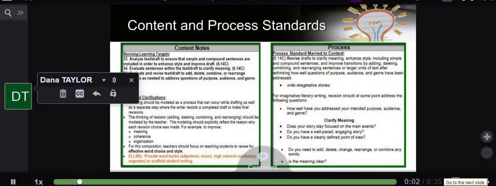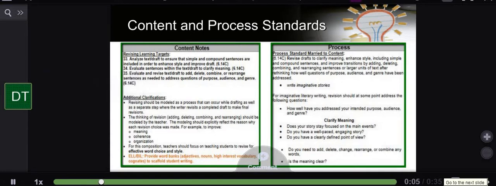Embedded in the IFDs are the content notes and the process standards. The content notes are TEKS broken into a scaffolded progression of learning targets. The content notes and the process standards are always side by side in the IFDs. This helps the teacher to see how the process standard is paired with the content. For writing, the process standard includes genre-specific questions for each step of the writing process. This will help scaffold students to become independent writers.